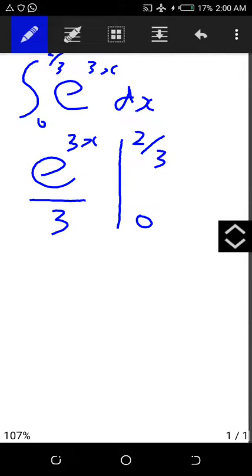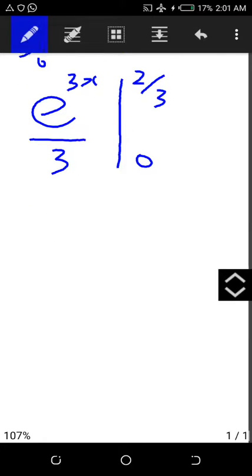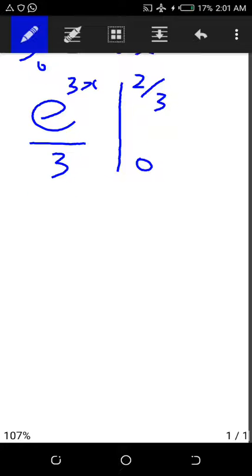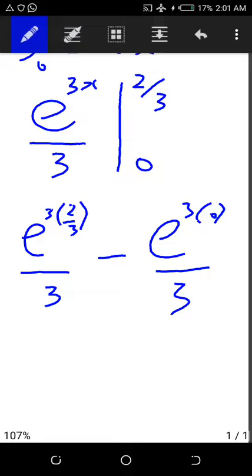So we'll go ahead and substitute the values into the function that we have here. Going ahead, we have e raised power 3, then in brackets for our x, in place of x we are writing 2 over 3, still all over 3, minus, then for the lower limit of 0 we do the same thing. So we're having e raised power 3 into bracket 0, still all over 3.